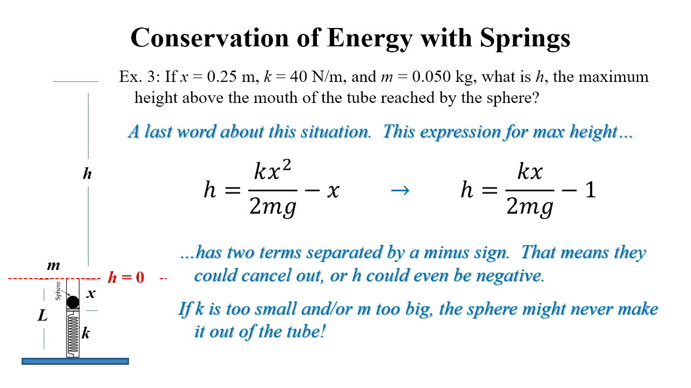The spring has to be strong enough to shoot this sphere all the way out of the tube. And m has to be small enough that that can happen. If you've got a very heavy weight and a weak spring, it might be that this launcher doesn't even work. The sphere never gets out of the tube. And that's right there in the math.